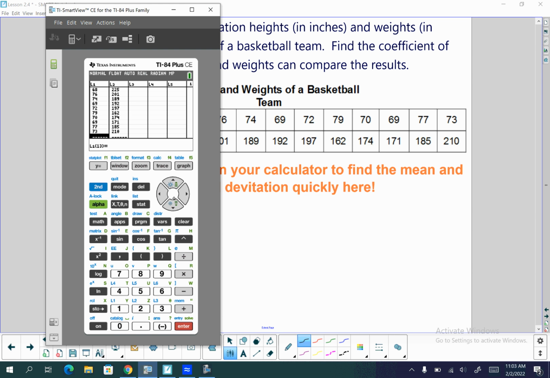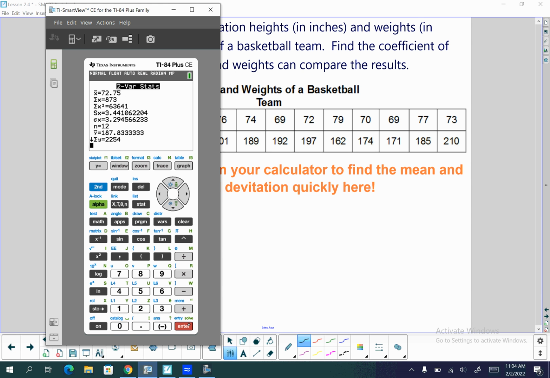All right, and at the very end, make sure you've got the same number of data values in L1 and L2. Okay. All right, so we're gonna do the same steps as last time. Once you're in there, you're gonna hit Stat, go over to Calc, but this time we're using two variable statistics because we have two columns. So just number 2. And then hit Enter a bunch until it gives you that output.